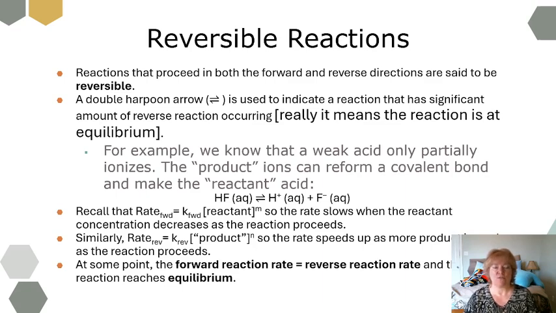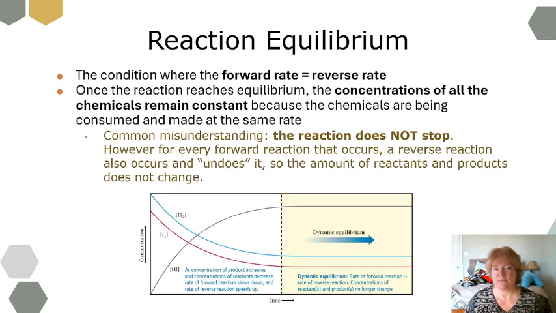So you can imagine there's a case in which the forward rate, which is getting slower and slower, and the reverse rate, which is getting larger and larger, reach the point where the rate of the forward reaction equals the rate of the reverse reaction. When that happens, we're going to say this reaction is in equilibrium. And what does it mean? When the forward rate equals the reverse rate, it means that the concentrations of all the chemicals in the reaction are going to remain constant.